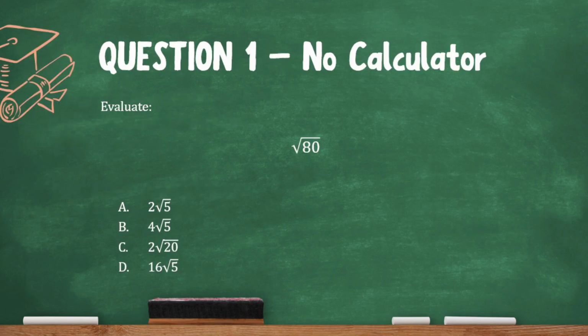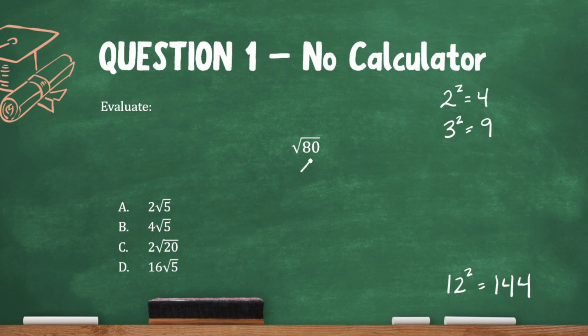Number 1, evaluate the square root of 80. So hopefully before you've taken the test, you know some of your squares, like 2 squared is 4, 3 squared is 9, and so on. So the square root of 4 would be 2, the square root of 9 would be 3, and I'd recommend learning these all the way up to 12 squared, which is 144. If you recognize these numbers, it will just be easier. But there's no perfect square root of 80, so we've just got to break it down into factors of 80.